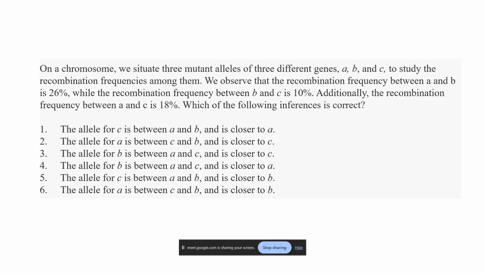I'll switch the screen after 3 minutes. I'll see whether you are able to answer it or not, and then we'll discuss. It's a very interesting question, and it will clear a lot of concepts about three factor cross also. Okay, so try to solve this question.